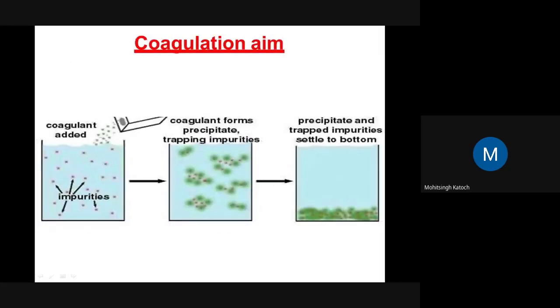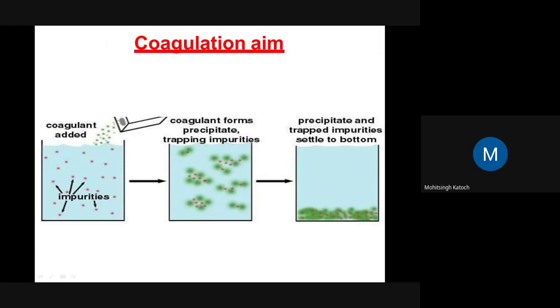This diagram shows the coagulation process. In the first diagram, we can see impurities are scattered everywhere in the water. Coagulant is added. After the addition of coagulant, a precipitate is formed which traps the impurities. The negatively charged impurities are attracted toward the positively charged coagulant particles.